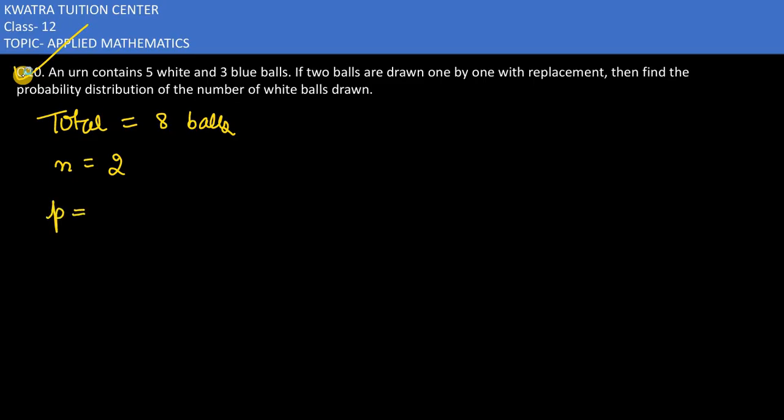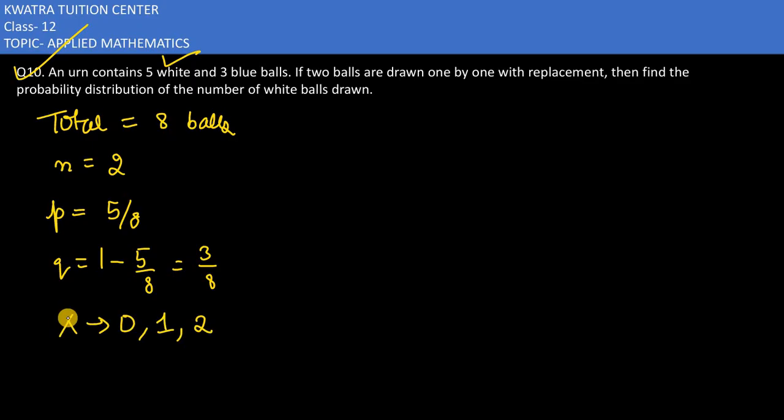Probability of drawing white ball would be 5 by 8 क्योंकि 5 balls हैं in white और total 8 हैं, तो 5 by 8 की probability हो गई. Q हमारा हो जाएगा 1 minus 5 by 8 which is 3 by 8 in this case. तो Q की वैल्यू आ गई, N की वैल्यू हमें known है that's 2 और X हमारा क्या ले सकता है वैल्यूज को? It can take up the values 0, 1 and 2 would be there.